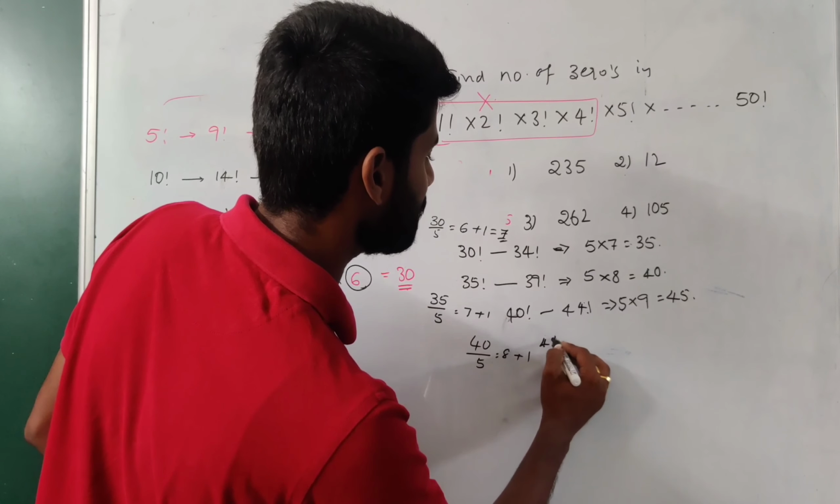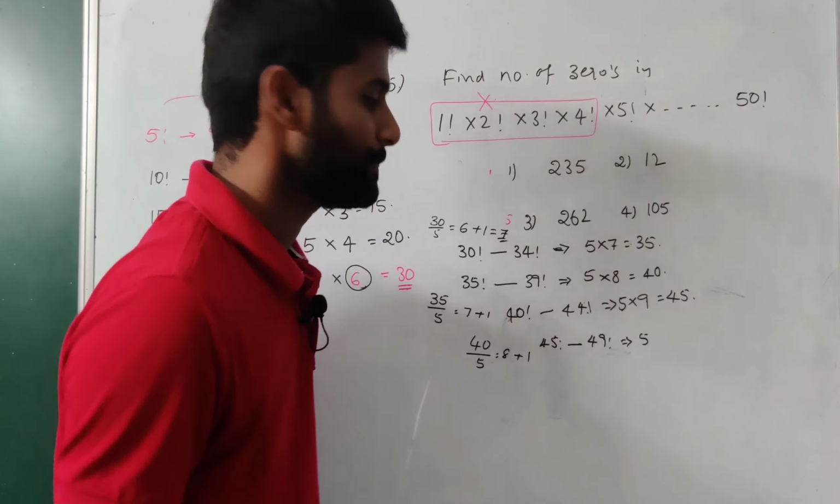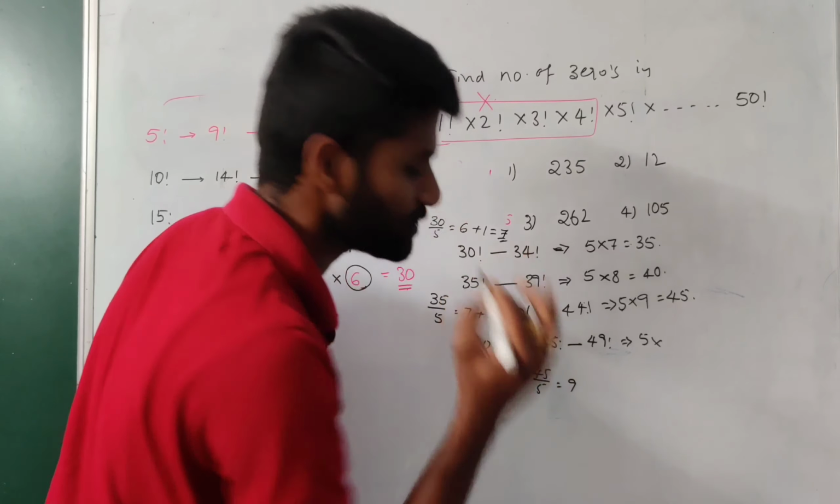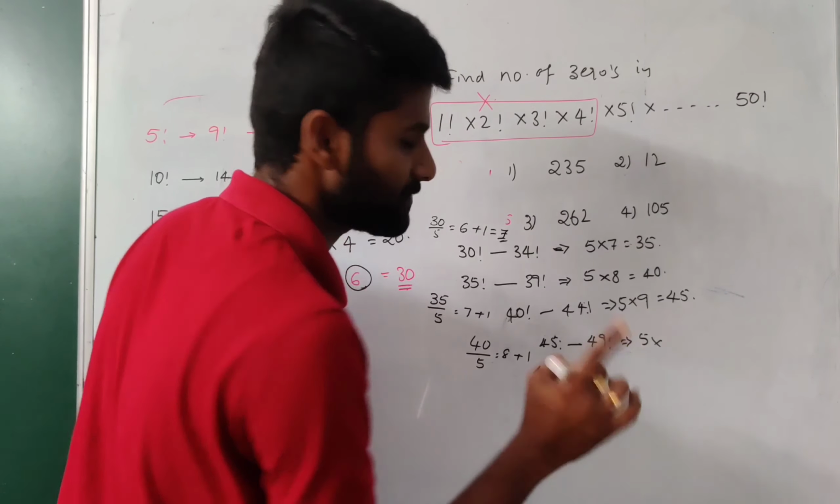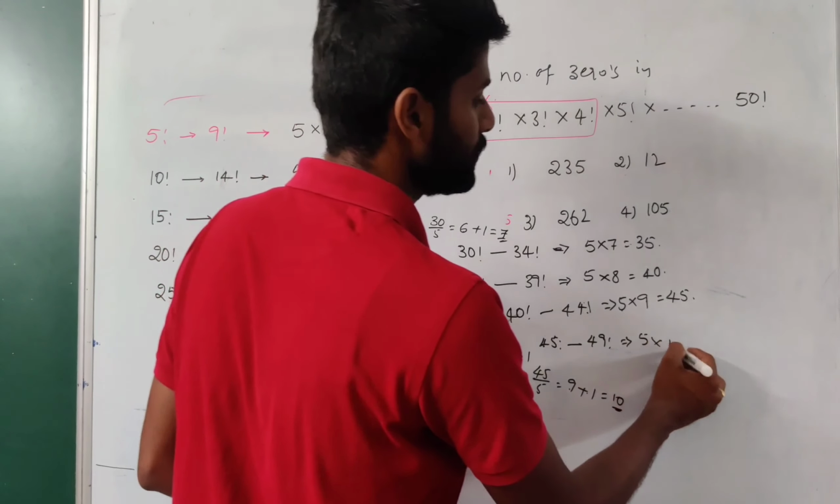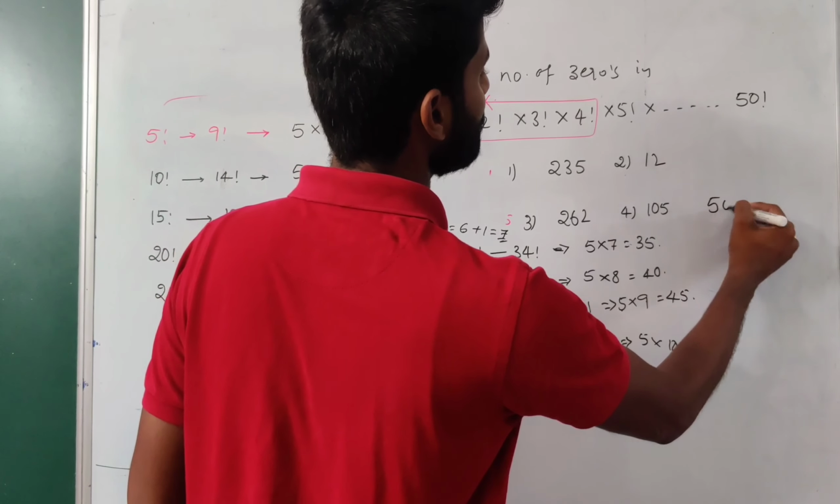Next one, 45 factorial to 49 factorial. In total we have 5 numbers. So 45 divisible by 5, the number of zeros is 9. And 9 divisible by 5, the value becomes 1. So 9 plus 1 is equal to 10. So 5 into 10 is equal to 50. And finally, we just included 50 factorial.